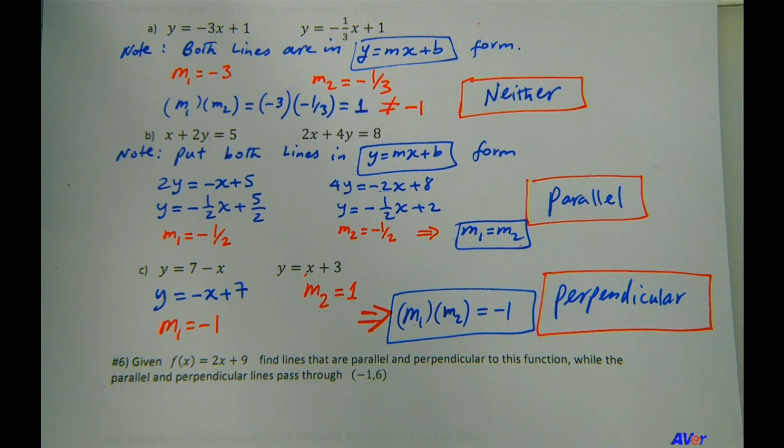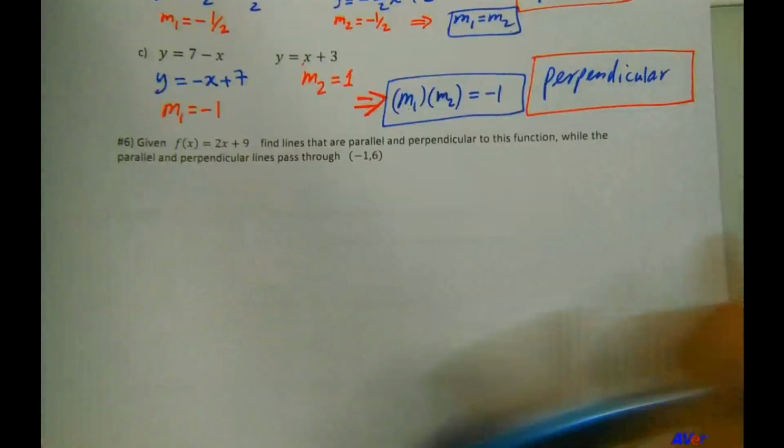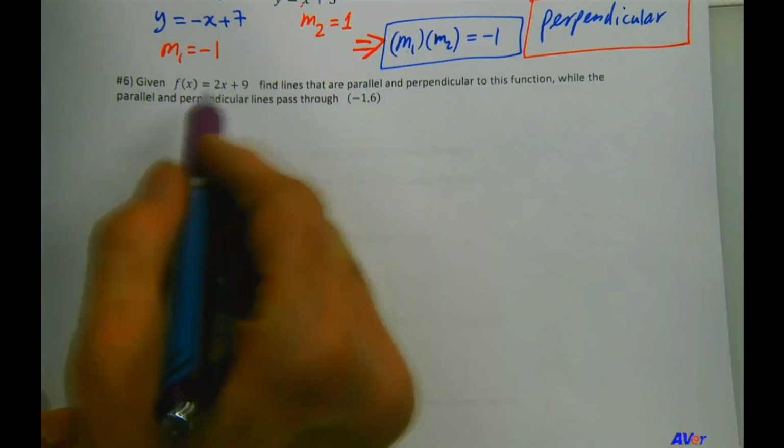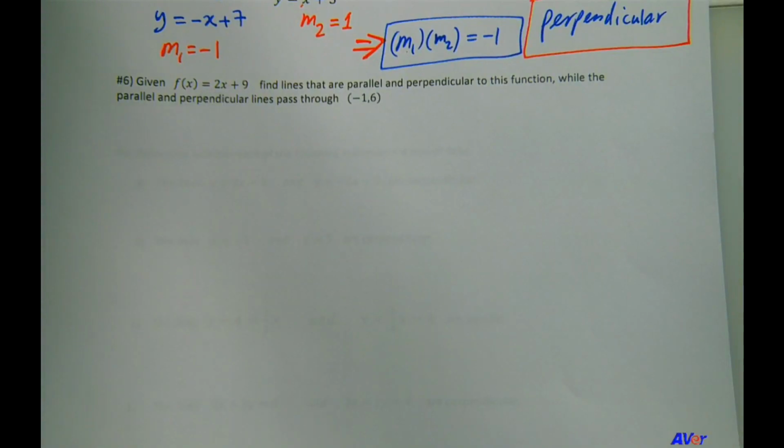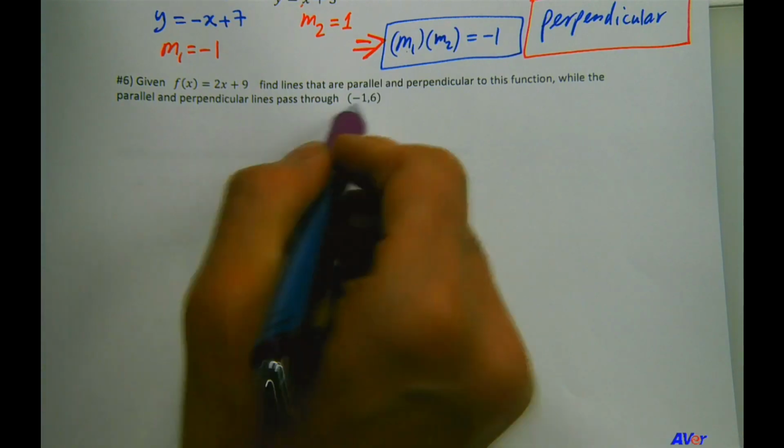Okay, all right. So the next question, it says, given this equation or function, find lines that are parallel and perpendicular to this function, and the parallel and perpendicular lines pass through that point.